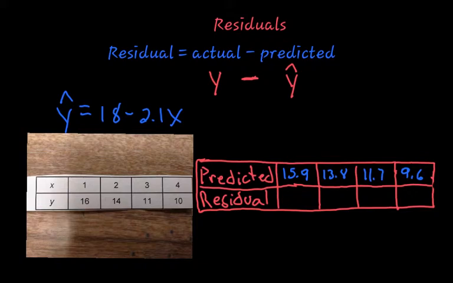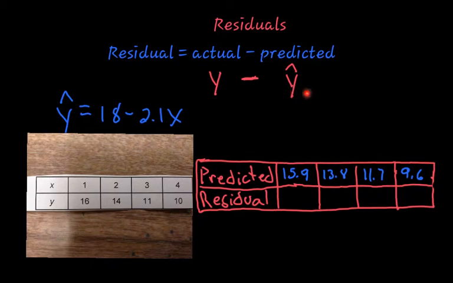So first you need to know how to find residuals. The residual is going to be the actual y value minus the predicted value, y minus y hat. The actual values are the y values from your table. So here's the first y, 14 is the second one, here's the third, and the last one. Those are the actual values.